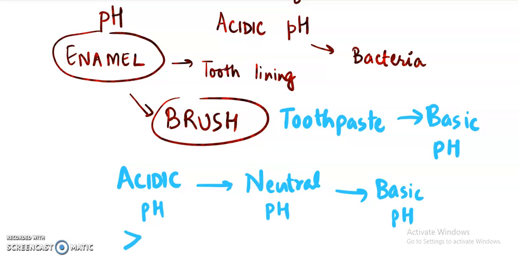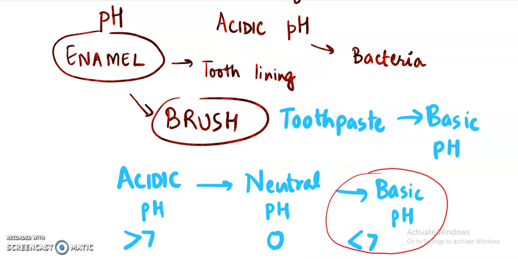So when it is less than 7, it is acidic. When it is 7, it is neutral. And when it is more than 7, it is basic. The ideal condition for your mouth should be the basic pH, because this is the one being resisted by bacteria. Means bacteria will not come in your mouth in case the pH of your mouth is more than 7. So make sure to rinse your mouth every time when you eat, because this will give a long and a healthy life to each tooth in your mouth.